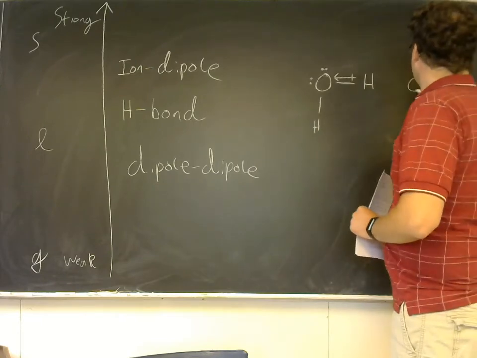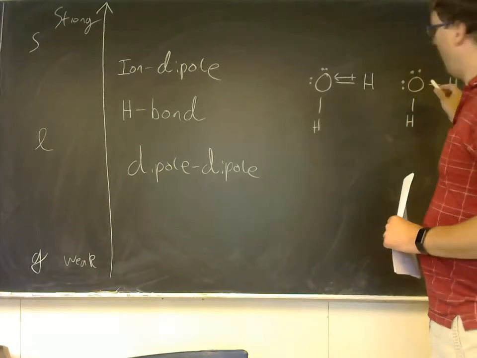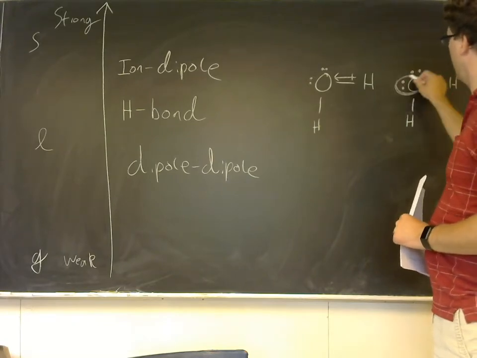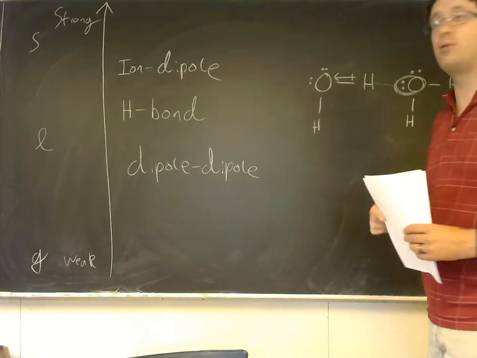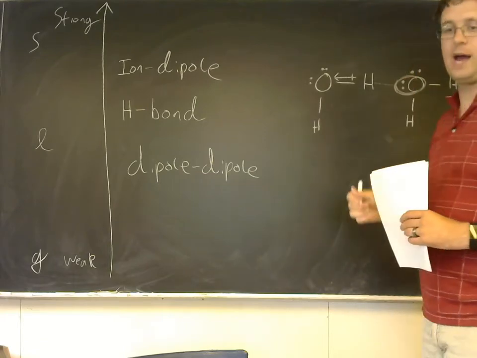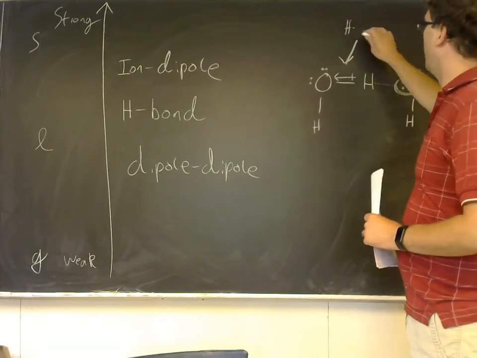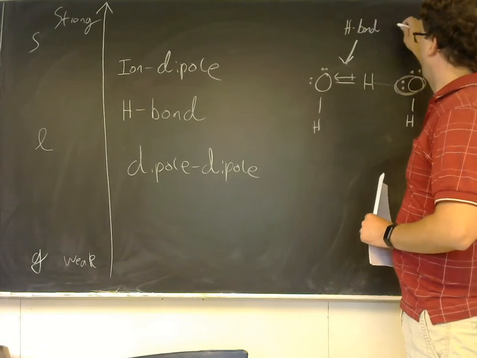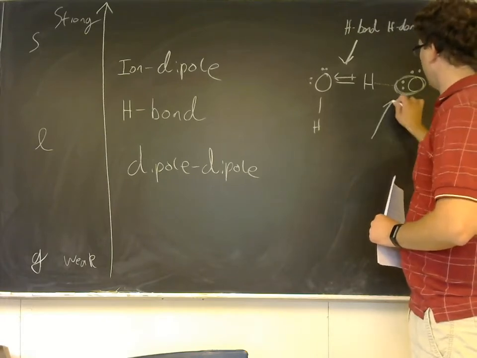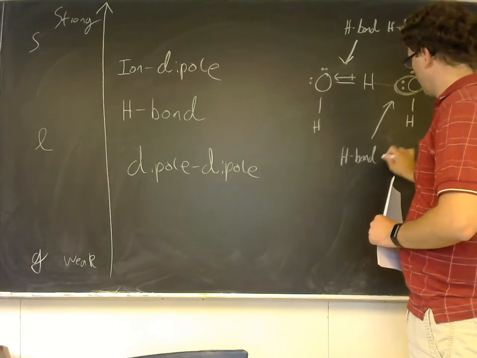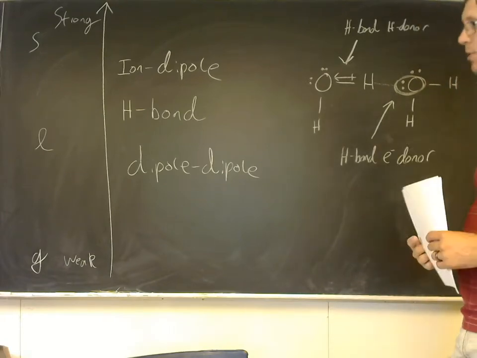And if I have another water molecule nearby, then the lone pair located here on the oxygen is going to be able to form what's almost a full-blown covalent bond with that hydrogen right there. We can think of this molecule on the left as a hydrogen bond hydrogen donor, and this molecule on the right we'll call a hydrogen bond electron donor. And if you have both of those components in a molecule, then it's capable of engaging in hydrogen bonds.